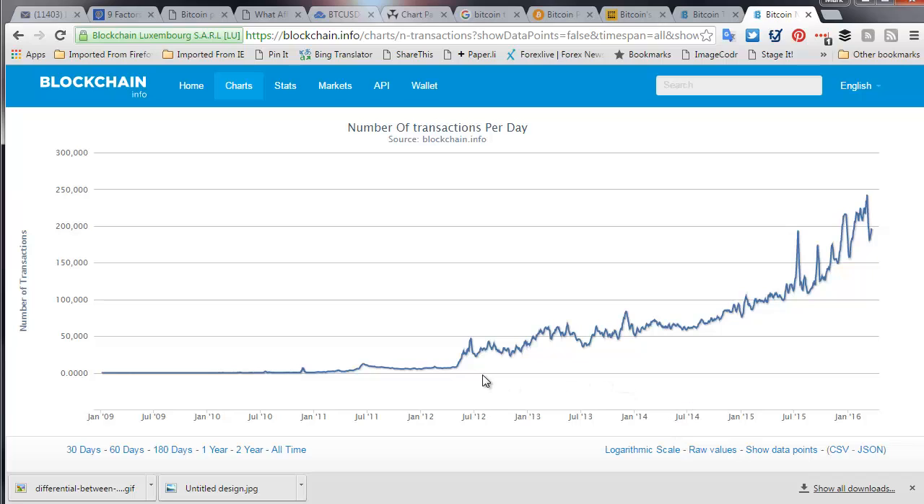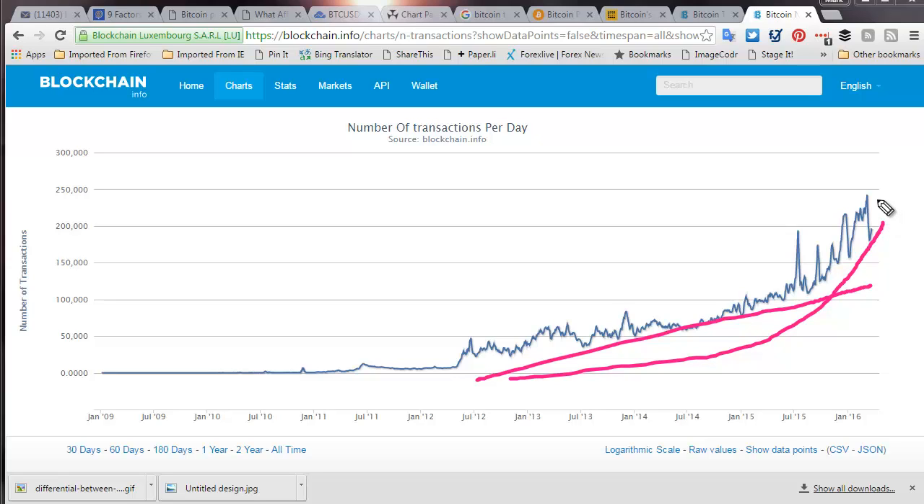So what you'll notice on here is that the chart is no longer linear, because linear would look like that, and this is actually looking like that. So it's got more of an exponential shape to it. So that's the first element of demand: we have growing places where one can use Bitcoin to purchase things.